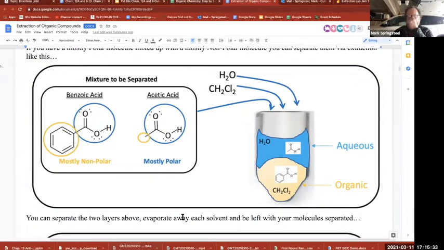And so now after you have a situation like this, you can separate these two layers. Usually what you'll do is you'll put a pipette into the lower layer and suck out the dissolved benzoic acid methylene chloride layer and put that in a separate flask, and then have the water acetic acid in this flask. And then once you've separated those two layers, you can let the solvents evaporate and you've got the two molecules separated. It's nice, right?